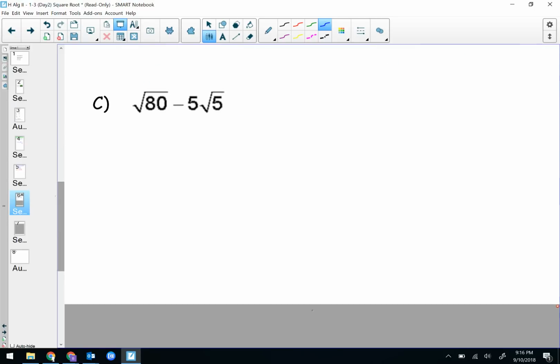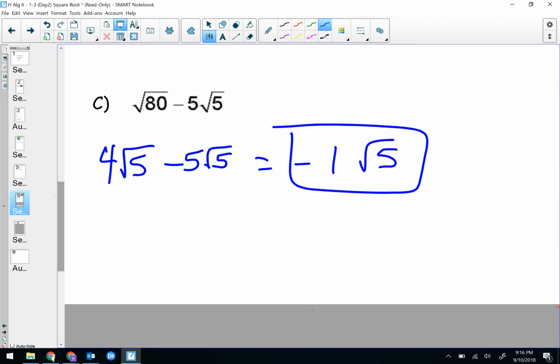Like this one. Pause and try this one, and then play when ready. Okay, look at radical 80 there. Radical 80 is just 16 times 5. Isn't that 4 radical 5? Minus 5 radical 5. Okay, negative 1 radical 5, or just negative radical 5 if you wanted to.